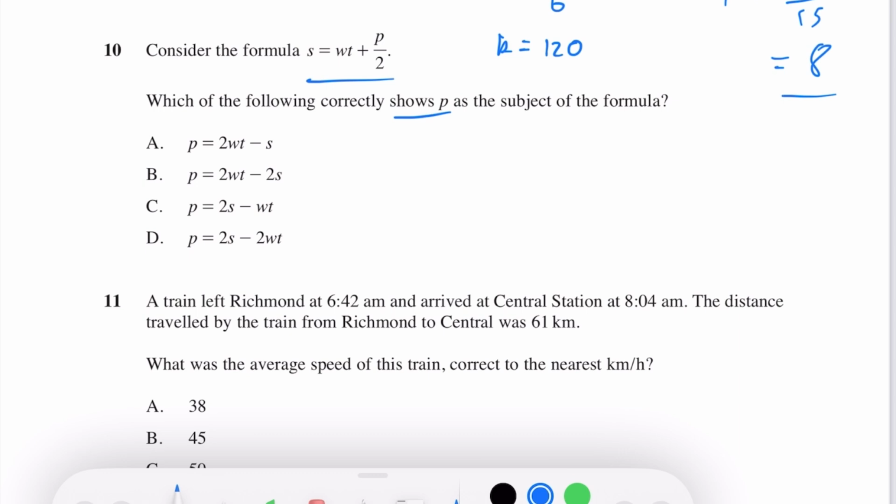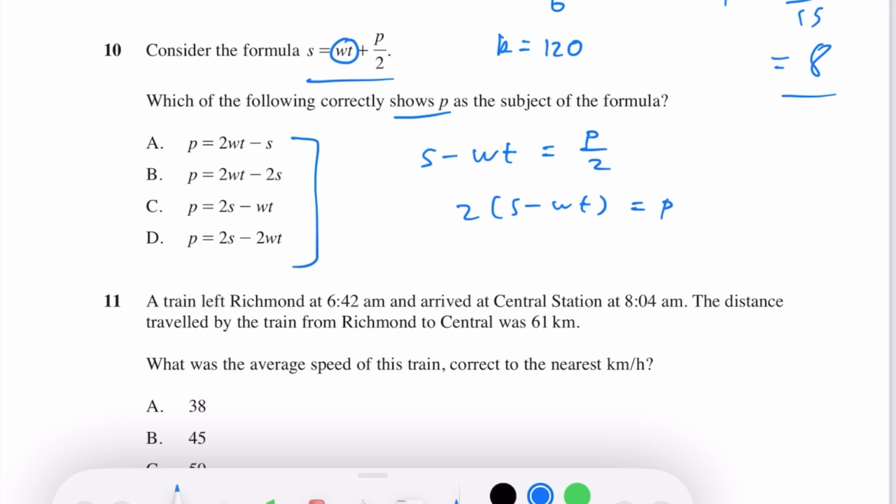So the first thing we need to do is get rid of the constant, which is WT. So we're going to minus WT from both sides. So we're going to get S minus WT is equal to P over 2. Then we're just going to multiply both sides by 2. So I'm going to get 2 bracket S minus WT is equal to P.